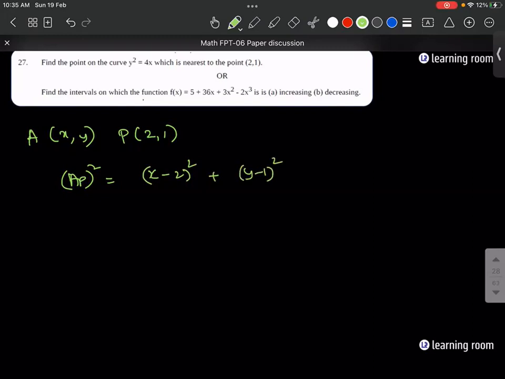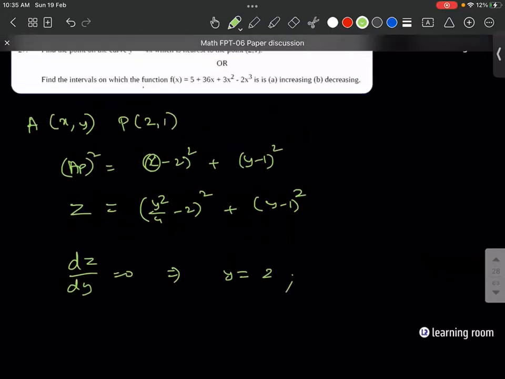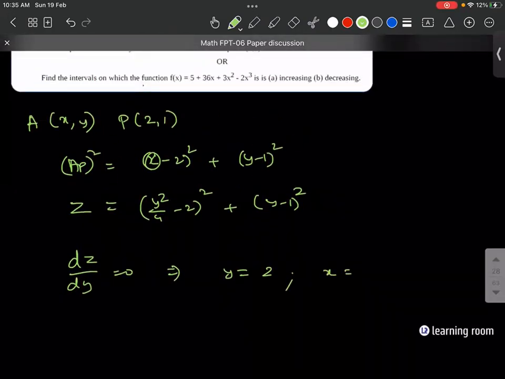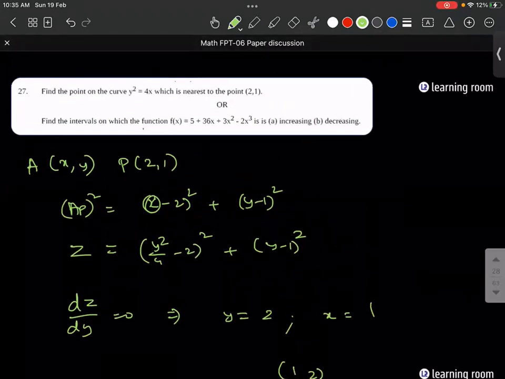If I call this as some variable, I'll use Z. Then in the place of x, can I use y square by 4? So y square by 4 minus 2 the whole square plus y minus 1 the whole square. You do dz by dy and equate it to 0, you will get the value of y as 2. When you substitute it there, you will get the value of x as 1. So the point will be 1 comma 2. 1 comma 2 on the curve y square is equal to 4x is the nearest to the point 2 comma 1.